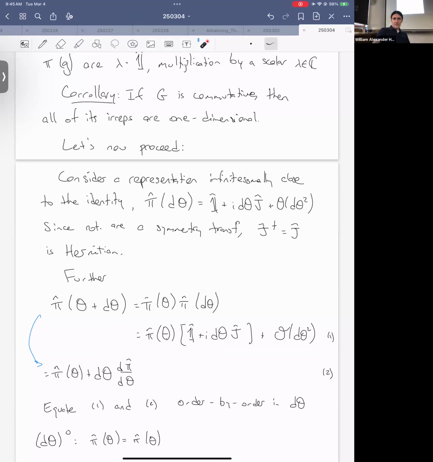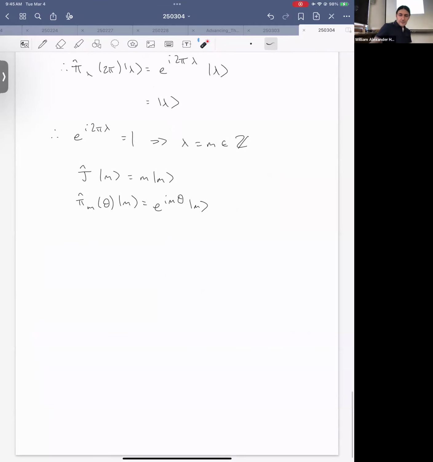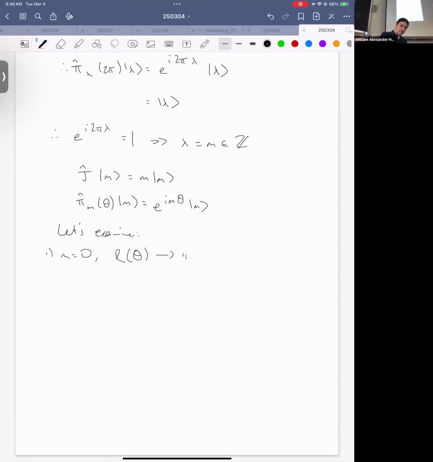I think, in the nature of saving some time, I'll just make some statements and I won't write them all down, because they're useful, but not super useful. Or maybe I'll just write them very quickly. We'll blast through. All right, so let's examine. First, m equals 0. For m equals 0, any rotation by theta is mapped, pi 0 of theta is just the identity. This is a trivial representation. All group elements map to the identity.